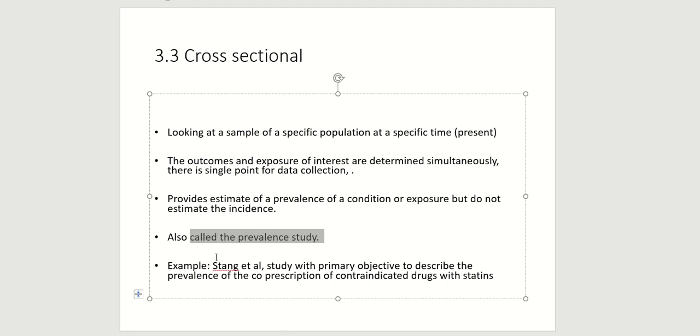An example is by Stang et al. They did a study with the primary objective to describe the prevalence of the co-prescription of contraindicated drugs with statins. So they were interested in prevalence, therefore you would do a cross-sectional study.